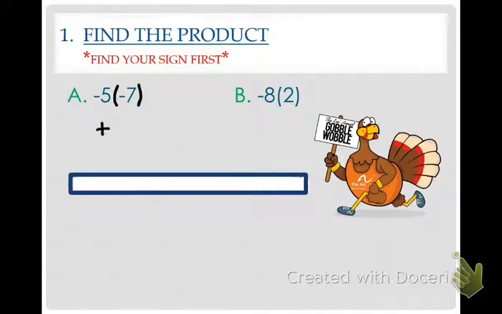Now, you're simply going to multiply like normal. What is 5 times 7? 35. So your answer is going to be positive 35.